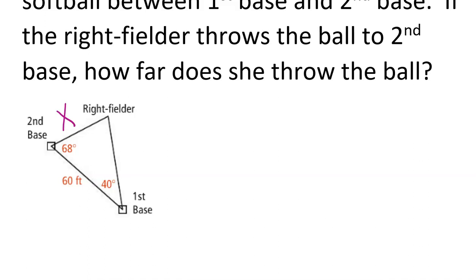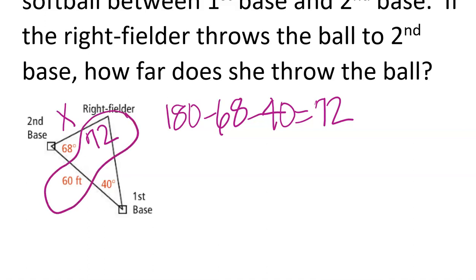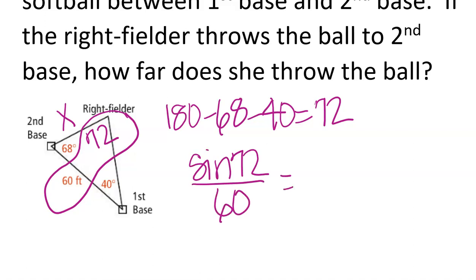So we don't really have one, but that doesn't mean we can't find one. I'm going to find this angle first. 180, subtract 68, subtract 40. And you get 72. So now I'm going to plug that in. So now here is my angle side pair. Sine 72 over 60, and then I'm going to do sine 40 over x.